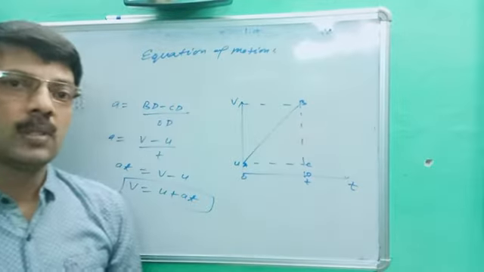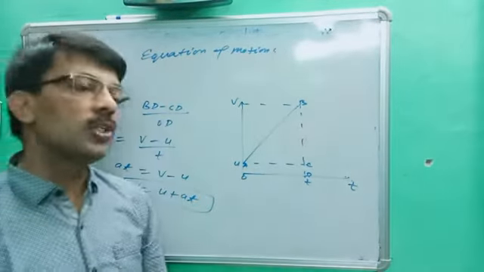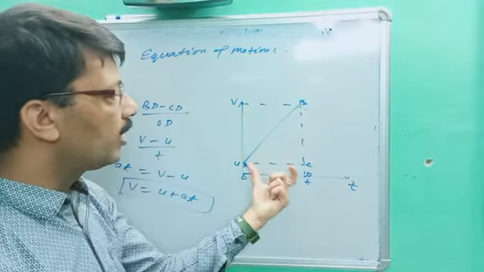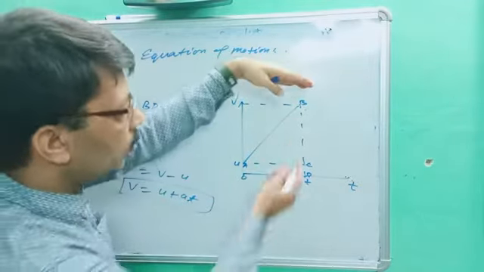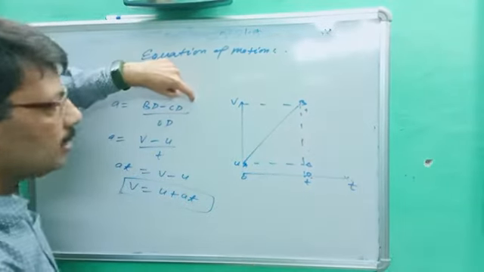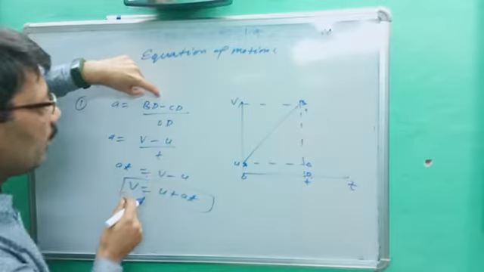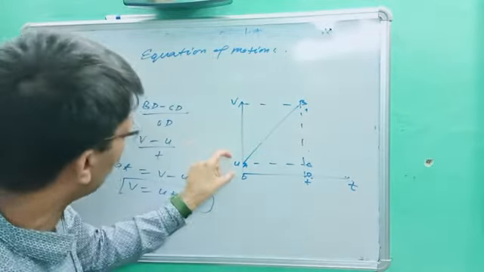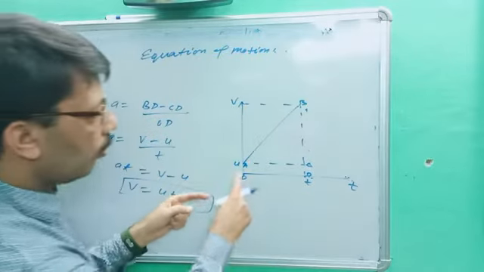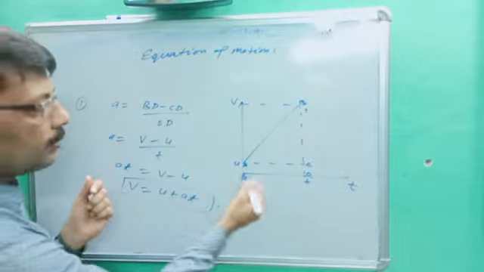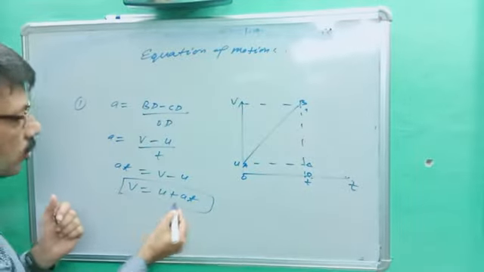Or directly you can take the slope of the graph. The slope of the graph is equal to perpendicular divided by base. Perpendicular BC is equal to BD minus CD. BD is equal to V, and CD is equal to U, divided by OD. OD is equal to AC, both are parallel, and it is time T. Cross multiply, you will get V is equal to U plus AT. So this is the first one for you.